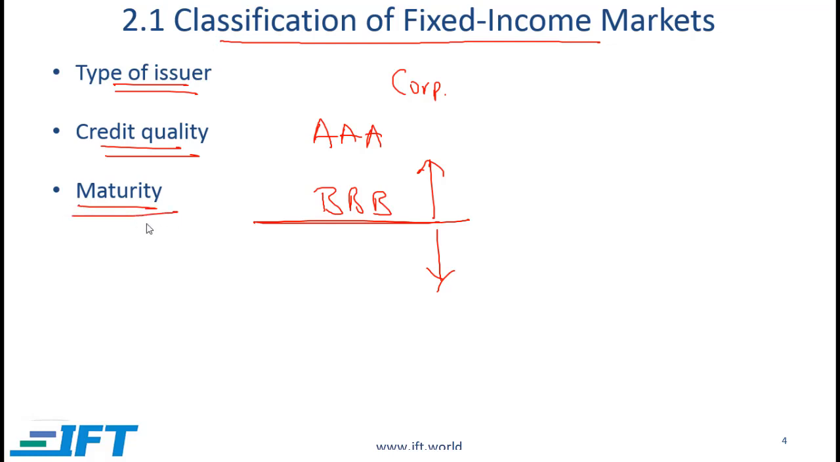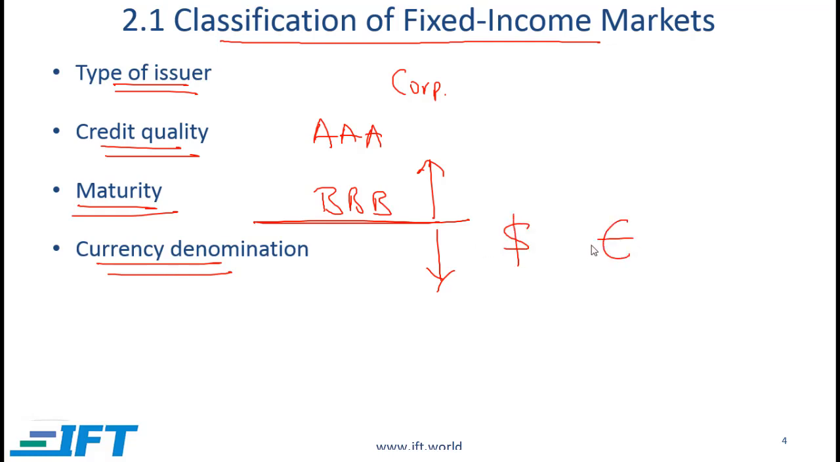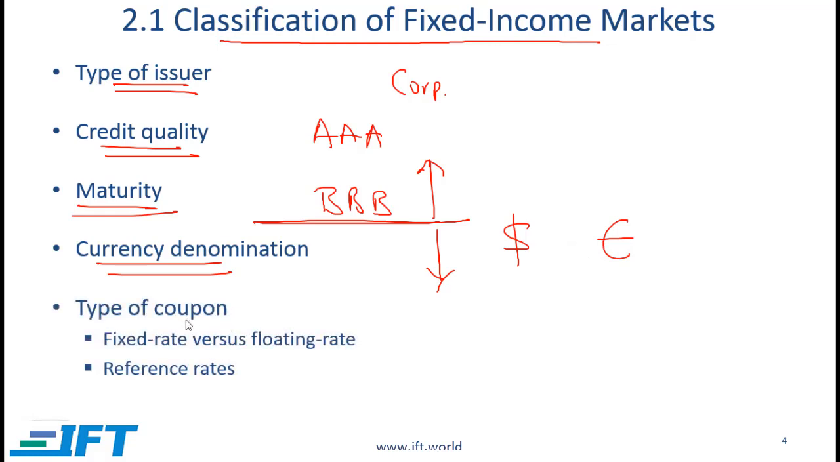Next, we talk about maturity. This is another way of categorizing bonds. We can have bonds with maturities of less than 1 year, bonds with maturities of 1 year to 2 years, and so on. So maturity is another way of categorizing bonds. Currency denomination. Bonds can be categorized based on the currency in which they are denominated. Most bonds are either denominated in US dollars or in euro. This is important. The type of coupon. Broadly speaking, bonds will either pay a fixed rate coupon or a floating rate.